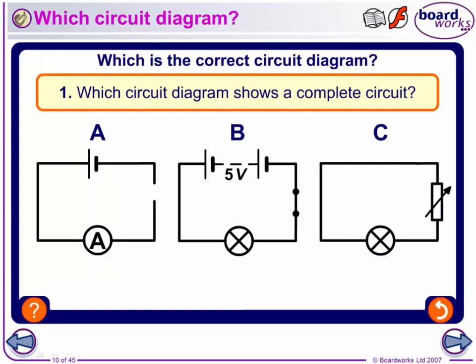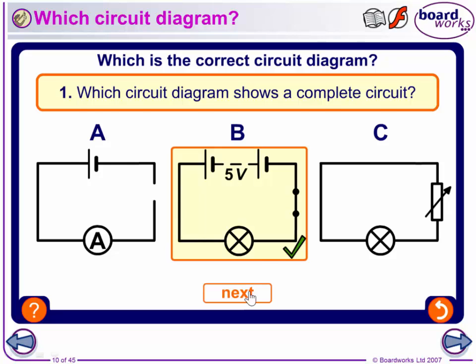So if we just test a few of these things, which circuit diagram shows a complete circuit here? Well, A's got a gap in it, so that's not right. Now C, that's actually a complete circle, but it's missing something to make it a complete circuit. It's got no battery or power supply, so you would go for B there. Okay, is the correct answer.